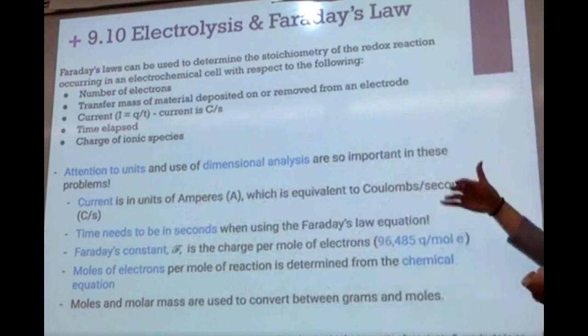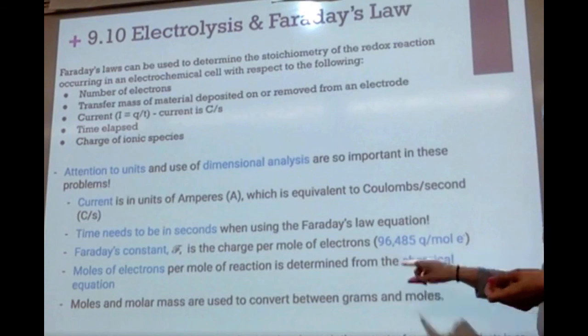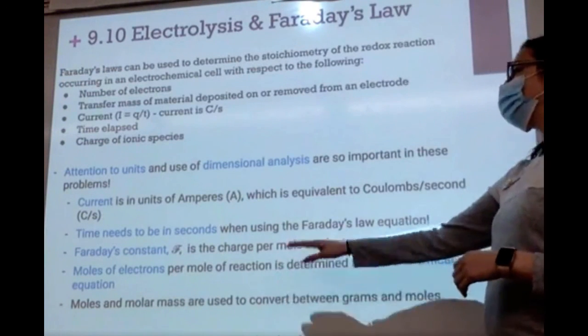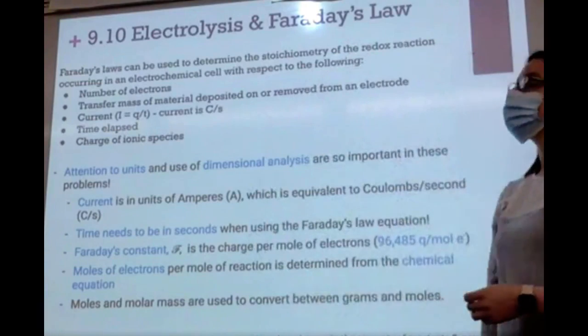Current is coulombs per second, that allowed us to go between charge and time. So Faraday's constant is on your equation sheet, so you can always use that. That's coulombs per mole of electrons, and your electrons are determined from your half reaction. So it says you have CuNO3, that's Cu2+, means you have 2 electrons. And so this is just using stoichiometry.